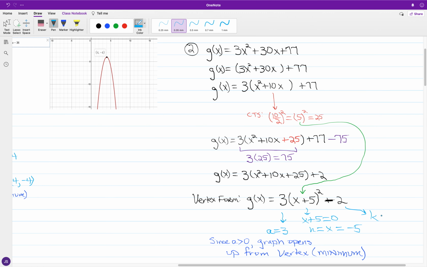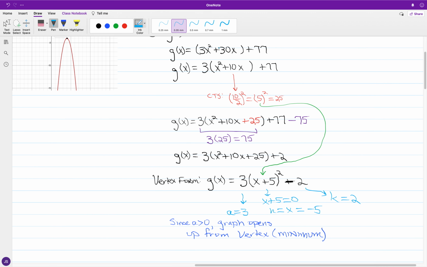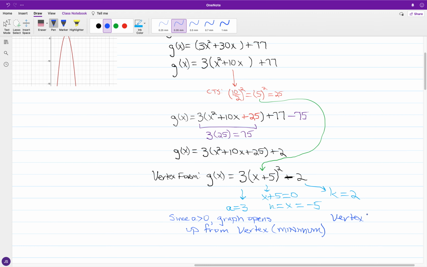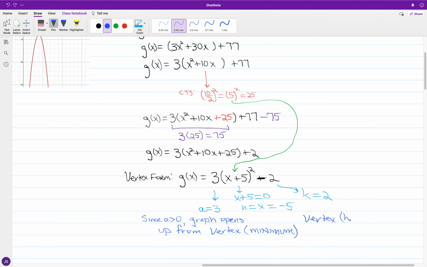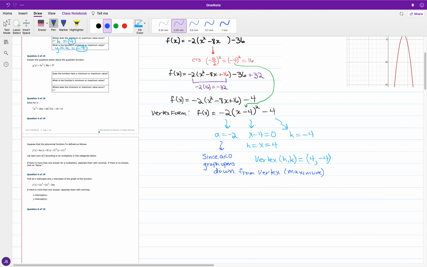And we have a k value. Now the k value is going to be positive 2. And so in the case of the vertex, the vertex (h, k) is going to be at negative 5 and 2. So we're going to have a minimum. It's going to occur at x equal to h equal to negative 5. And the minimum value is going to be 2. So we have just the numbers here.